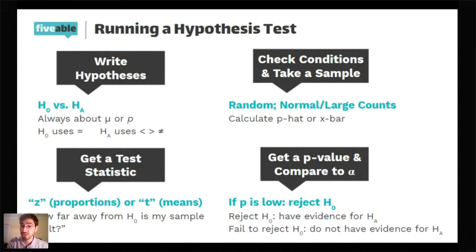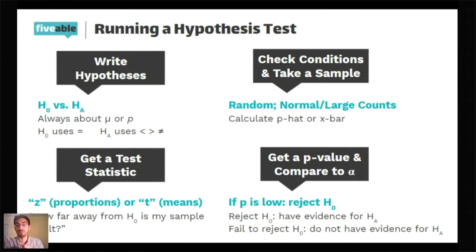If you fail to reject the null hypothesis, if your p-value is not low enough, and remember that 0.05 is usually the typical threshold, that means we do not have enough evidence for the alternative hypothesis. And again, at the very end of this, when you're writing your sentences, notice we never say anything about accepting. We're not accepting the null hypothesis.